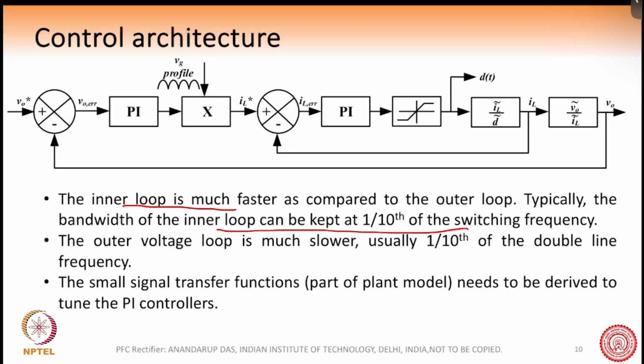Okay, so this loop here, this is the inner loop. Okay, this inner loop is much faster compared to the outer loop. Suppose the switching frequency is say 50 kilohertz. We can keep the bandwidth of this inner loop at say 5 kilohertz, 1/10 of the switching frequency, because we do not want the switching frequency harmonics to get amplified.